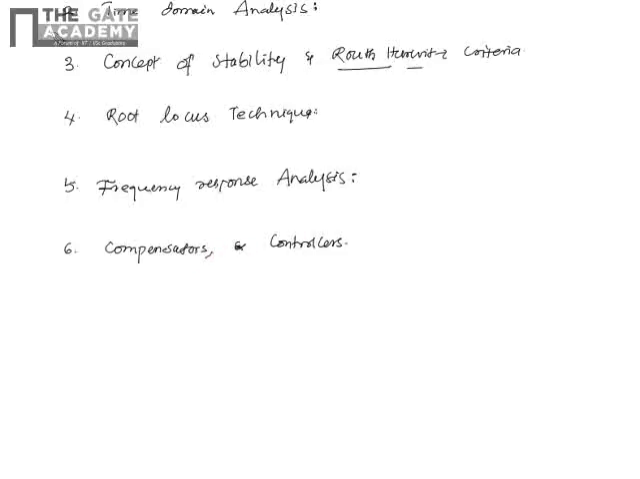Then controllers. There are different types of controllers: proportional controllers, differential controllers, proportional differential, and proportional integral differential. It's nothing but adding a zero or adding a pole to the transfer function. So what is the effect of adding a zero or pole to the transfer function from the system stability point of view, or the transient and steady state response point of view? That we'll discuss in detail in this unit.